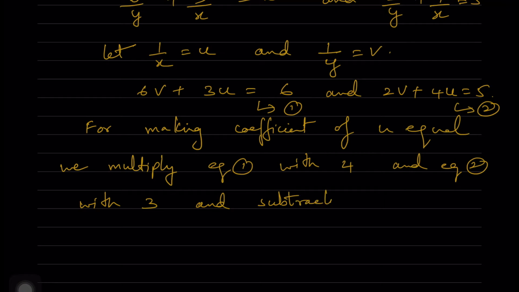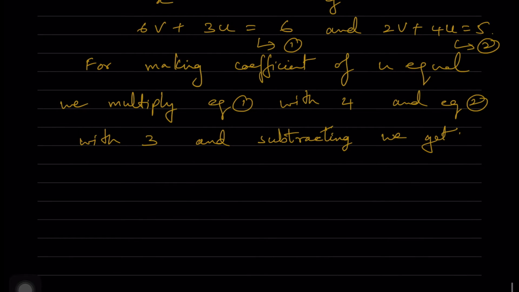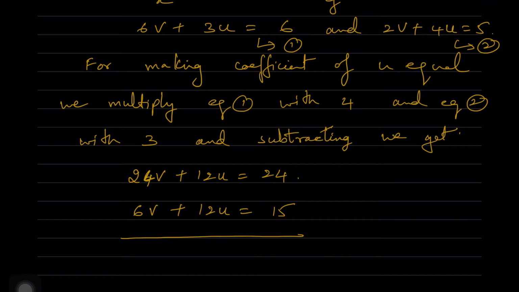So what are we getting? We'll see 24v plus 12u is equal to 24, and 6v plus 12u is equal to 15. So now we subtract both of them. So 12u will get cancelled. Here 24 minus 6, you are getting 18v is equal to 9. So v is equal to 9 by 18, which is equal to 1 by 2.